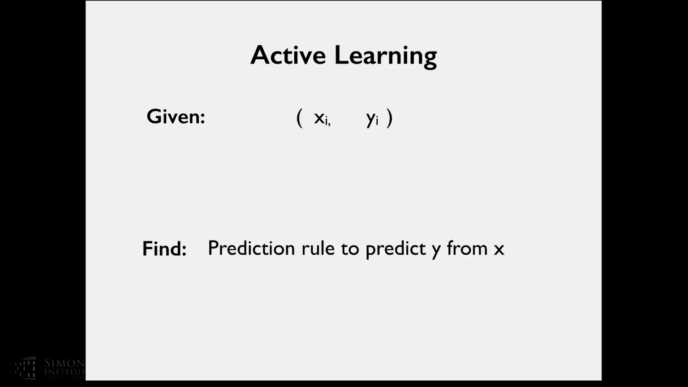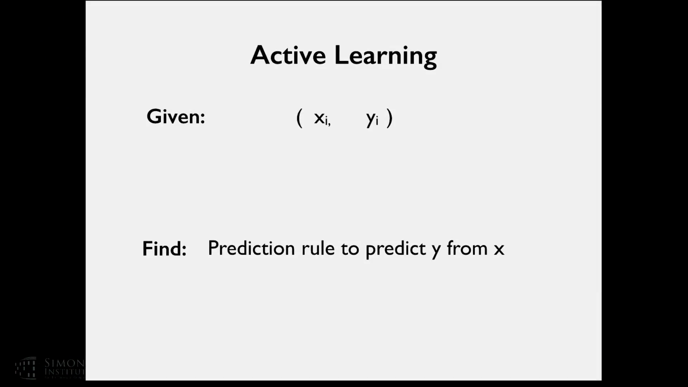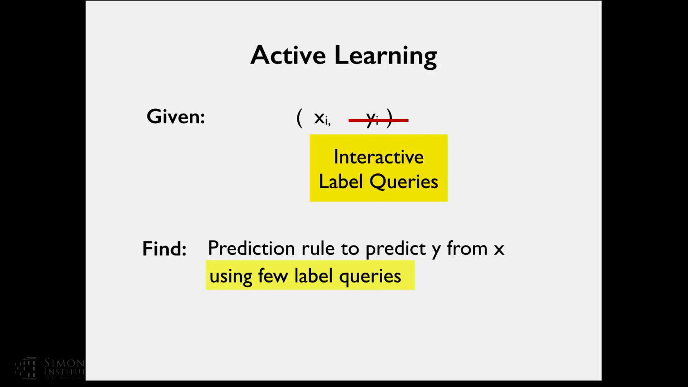So remember this was our basic task. Given xi, yi's, you find a prediction rule to predict y from x's. And for active learning, this task is the following. Now, instead of xi, yi's, you have xi's. And what you could do is make interactive label queries to an annotator. Hopefully these label queries are much more strategic than asking for every label. And by using this kind of interactive label queries, your hope is to develop a prediction rule using much fewer label queries, much less annotation cost than you would have normally needed, okay?